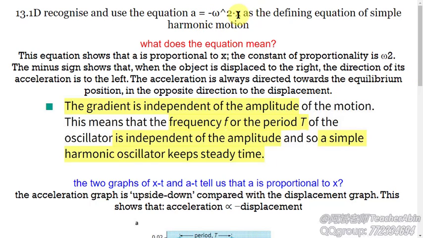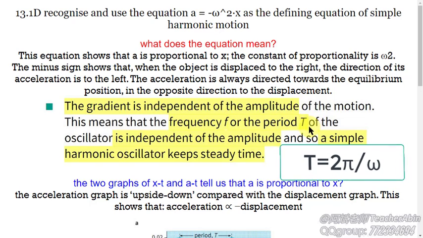And this equation also shows that the frequency f or the period T is independent of the amplitude, because we know that the amplitude, as the maximum displacement, may change in a simple harmonic motion, while omega as a constant remains the same. And omega alone determines the period T by the equation T equals 2 pi divided by omega.